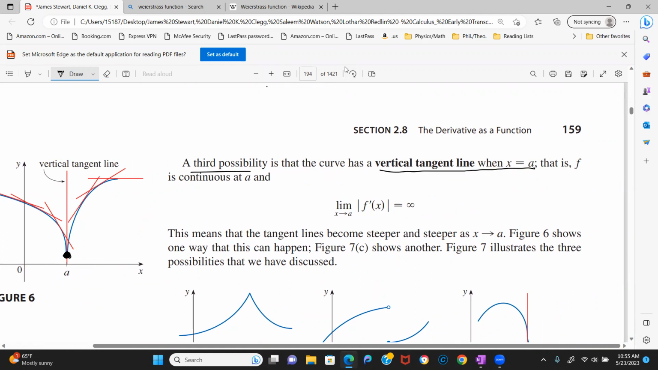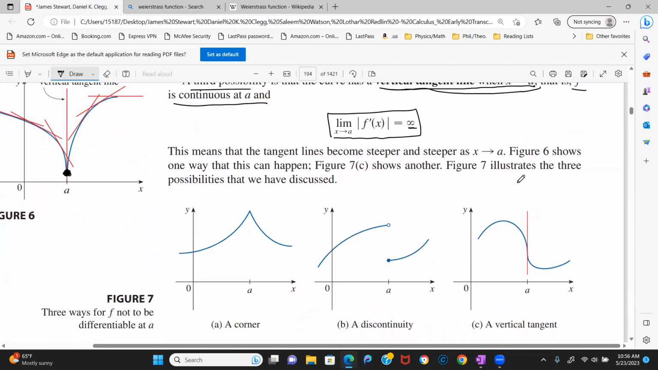So this vertical tangent line nonsense arises when f is continuous at a, and this limit as you approach a is infinite. That expresses the fact that the slopes of your tangent lines are getting bigger and bigger and bigger. They're approaching a vertical tangent line right here like this. This is exactly what I said: when you take this limit, it means the tangent lines become steeper and steeper as x approaches a.